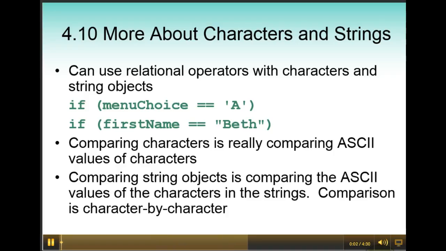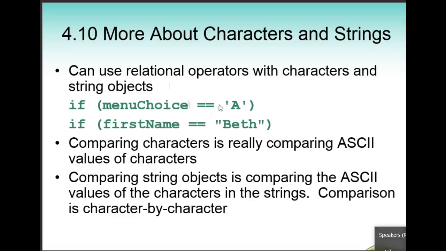Character and string variables can be compared the same way numeric data types can. If menu choice was a character, you could check to see if it's equal to the character A. If first name is a string, you can check to see if it's equal to the string Beth. So you can use less than operators, and it just compares things alphabetically.